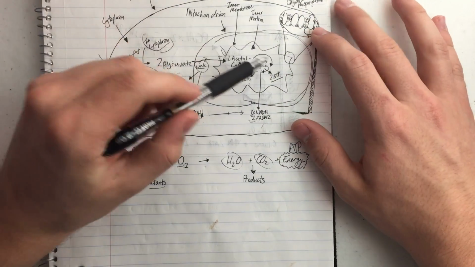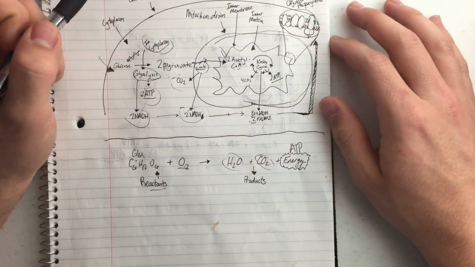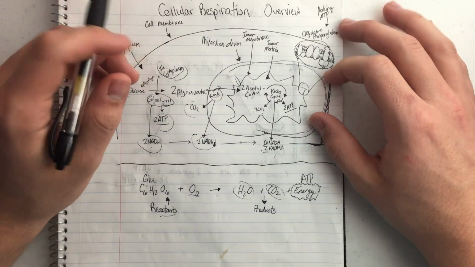Oxidative phosphorylation happens on these cristae here in the inner membrane. And that's kind of a good overview of cellular respiration. I hope that was helpful.